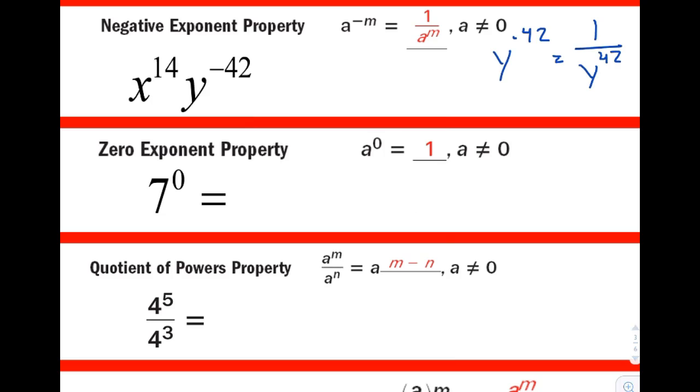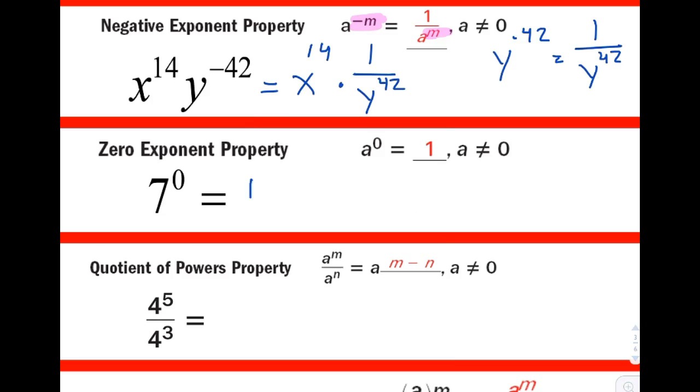So we would rewrite this as x to the 14th times 1 over y to the 42nd. Notice that your negative becomes a positive exponent when you move that to the denominator. Right? When you finally do move that to the denominator, it turns from a negative to a positive.